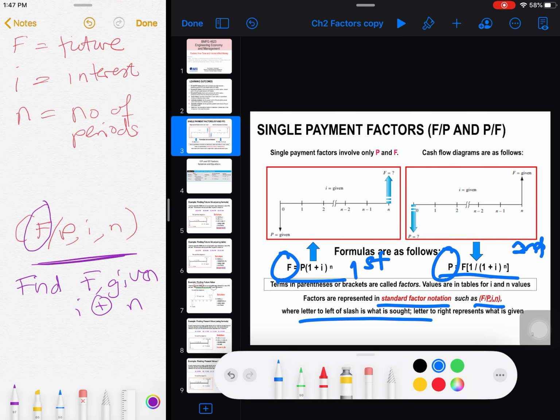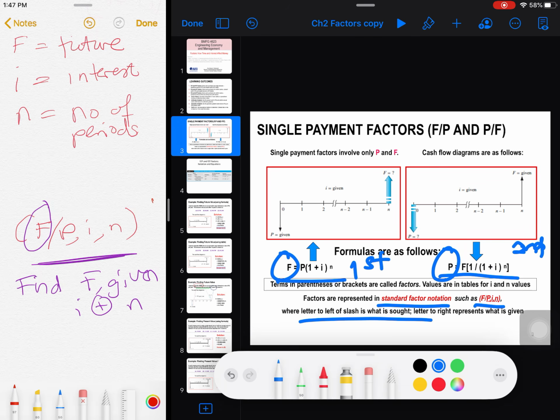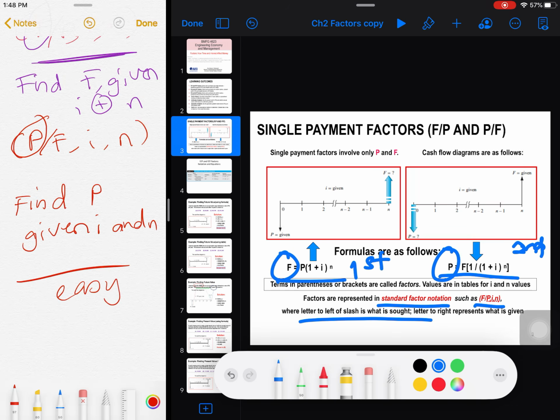Understand? So what if I write it this way, P over F, I, N? It is actually find P given I and N. Alright, this is easy, isn't it?